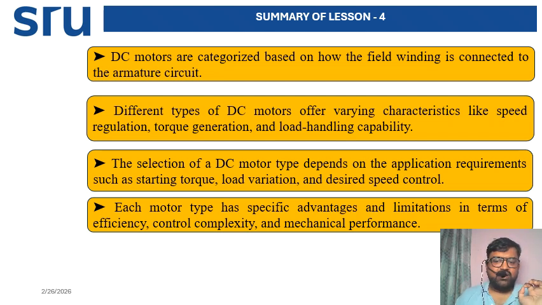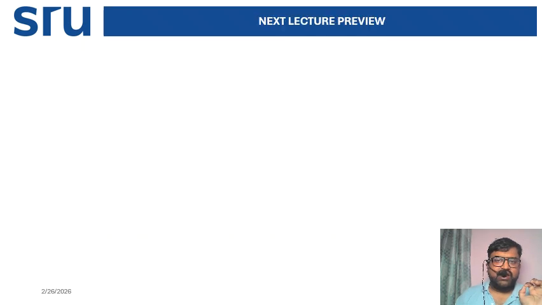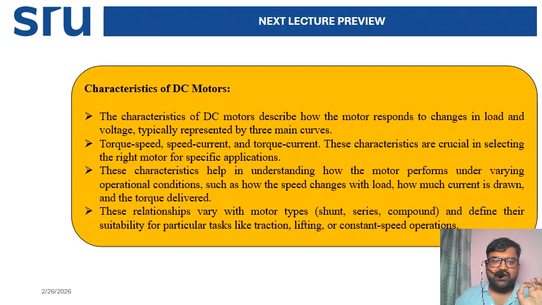Then in the next lecture, we'll discuss the characteristics of DC motor. In this, the speed versus current, then torque versus current, and torque versus speed. Okay, everything we will discuss in this. Electrical characteristics we will first understand, then we will go to the mechanical characteristics. Each component we will discuss in the next class about the characteristics.